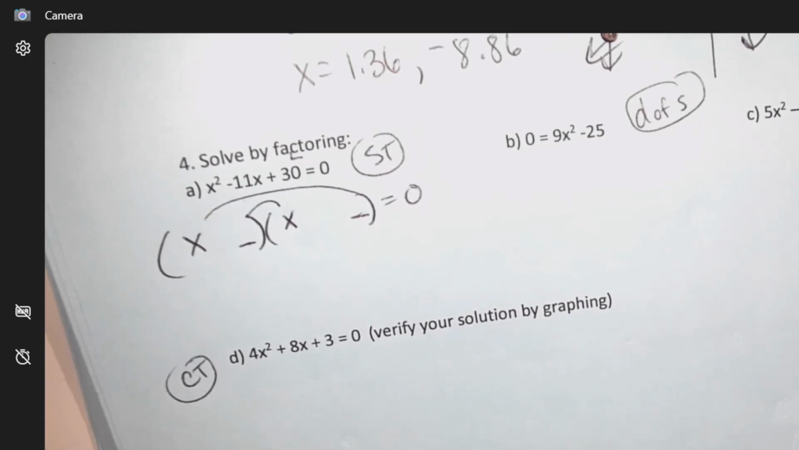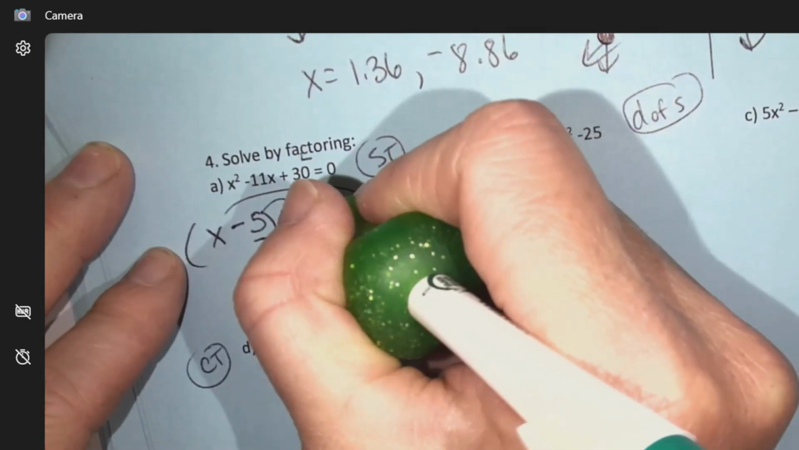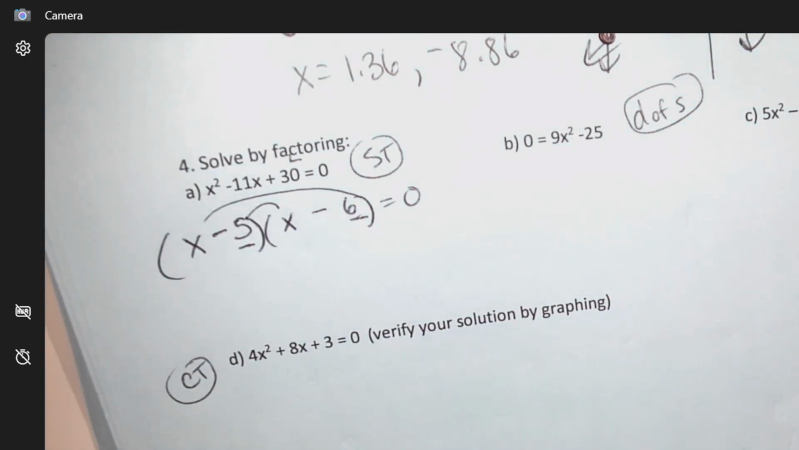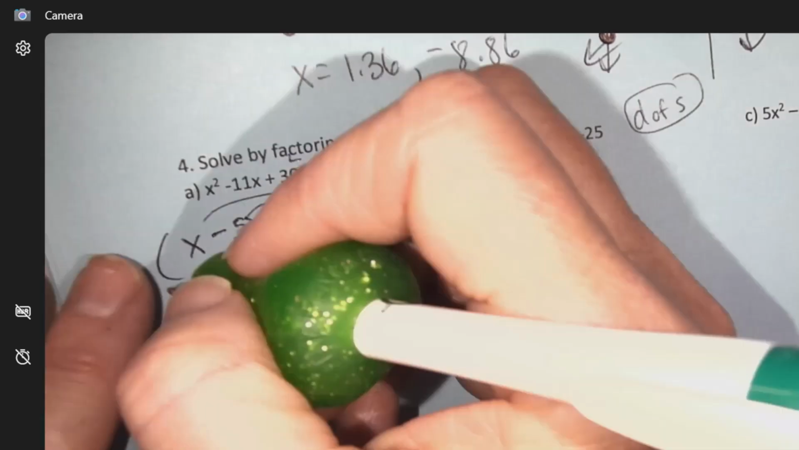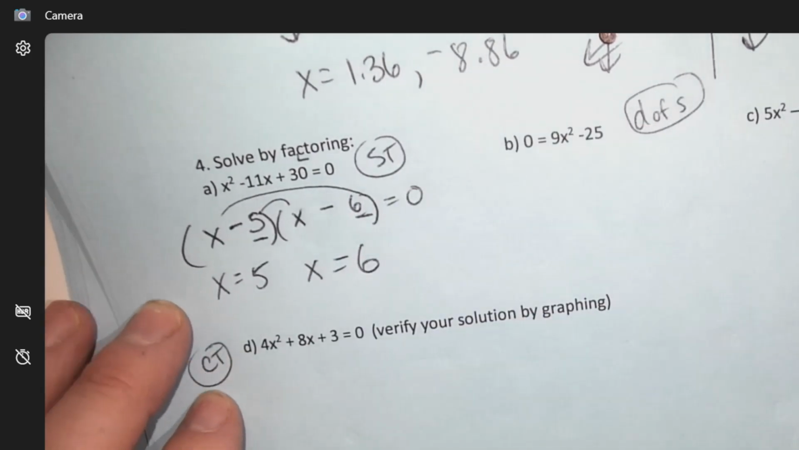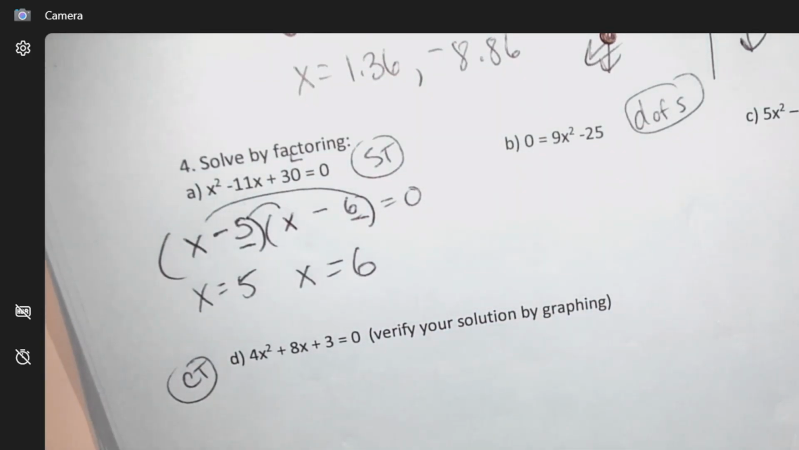So you're going to go with negative 5 times negative 6. So what I'm doing is I'm backwards foiling, right? I'm undoing the foiling. So the x-intercepts are positive 5 and positive 6 because that's what's making that bracket be 0.